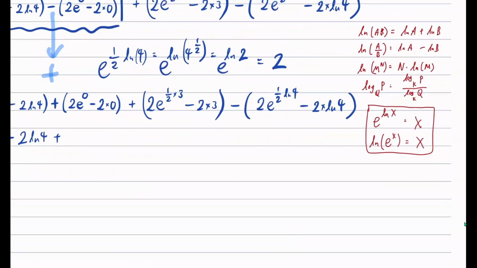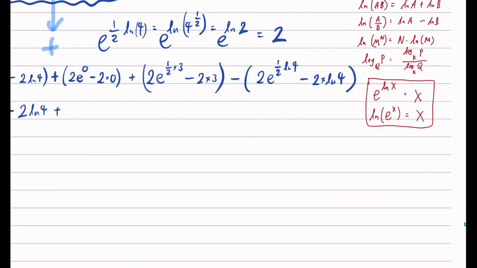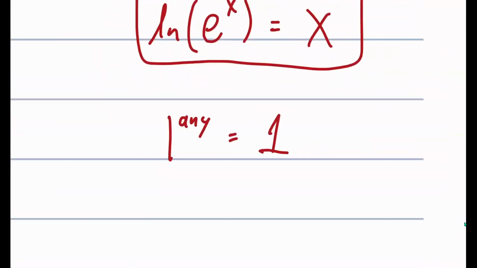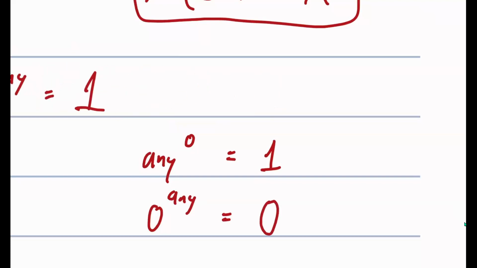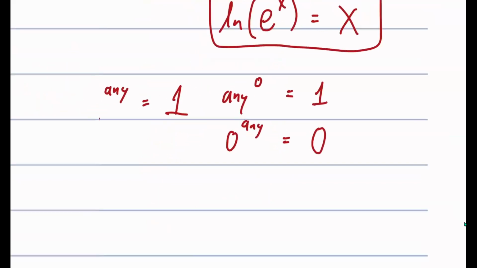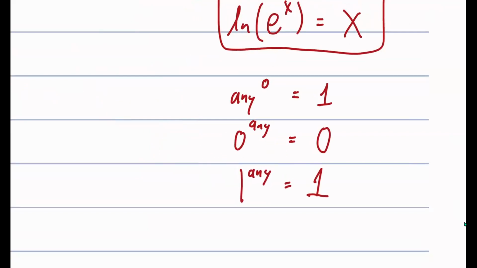Okay, I write down 4 more rules for you, otherwise later you won't know how to do the question. 1 power anything is 1. Anything power 0 is equal to 1. 0 power anything is equal to 0. Let me just swap it around to make it look nice. And the last one is that anything always has an invisible power 1. Makes sense, right? 5 is 5 power 1, 6 is 6 power 1, that kind of thing.